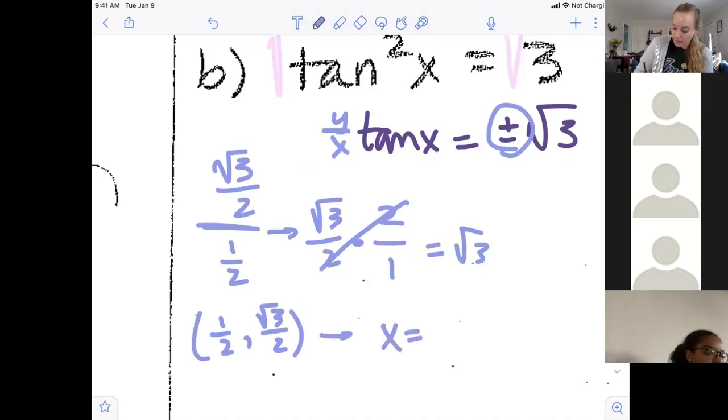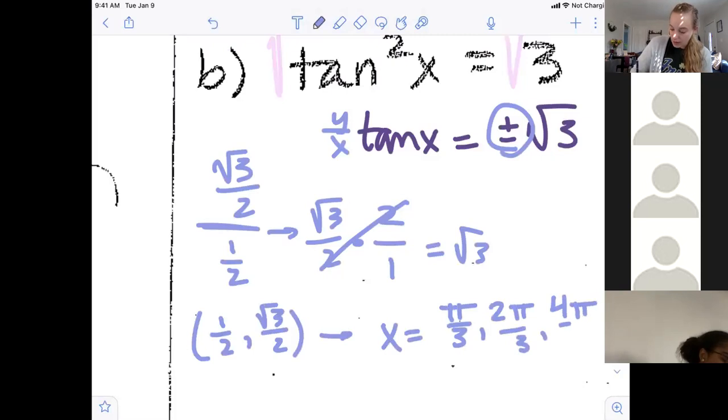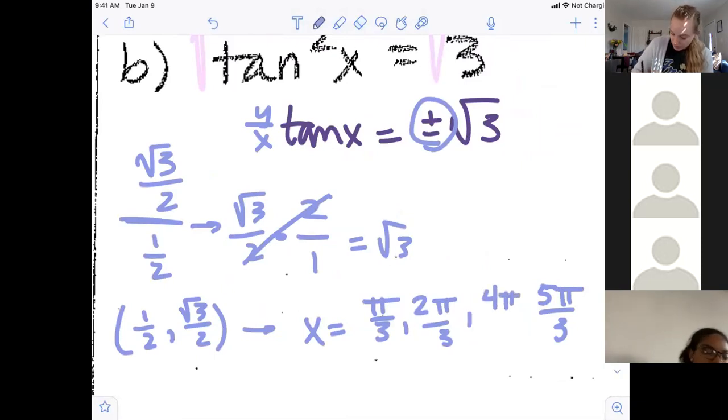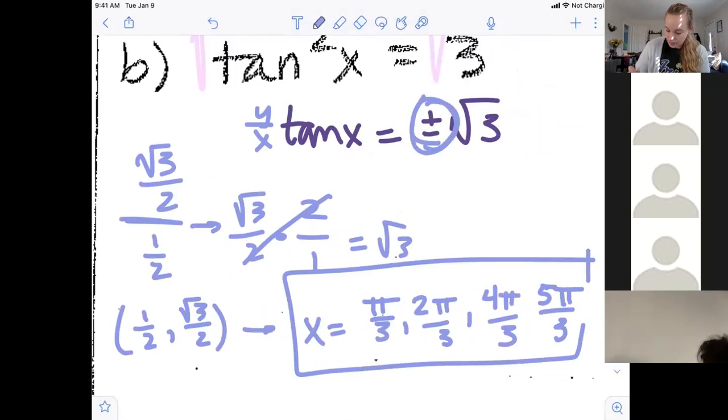So that's pi over 3. Again, I'm still in my radians. That's why my answers are in radians. That's 2 pi over 3. That's 4 pi over 3. And it's 5 pi over 3. Again, I'm listing all of those because it says plus or minus. And those are all my answers.